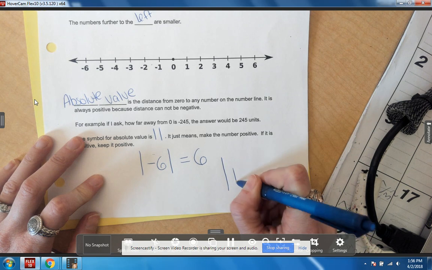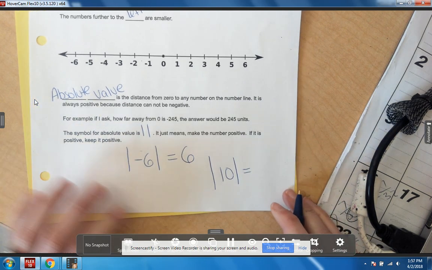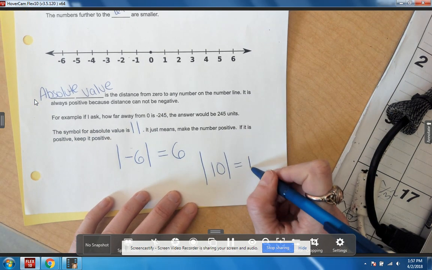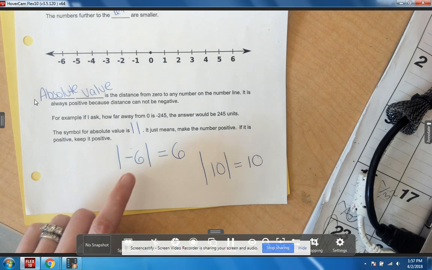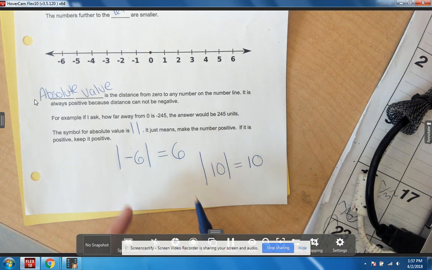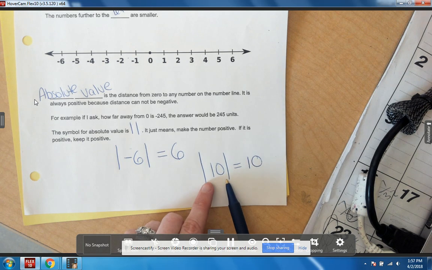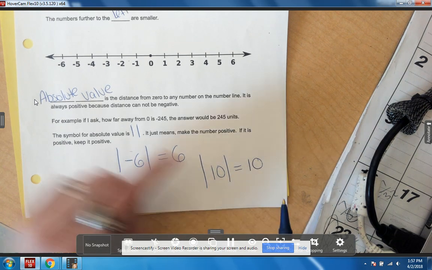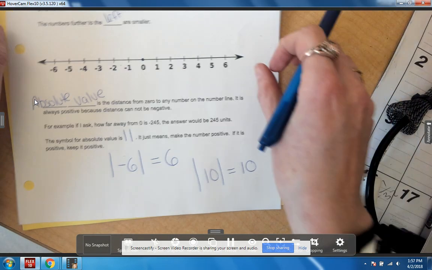So for example, if I had this, it is saying how far away from 0 is 10? 10. Okay, so no matter what's inside the two parallel lines, you always make it a positive number. So if it's negative, make it positive. If it's positive, keep it positive. Okay, that's called absolute value, the distance from 0.